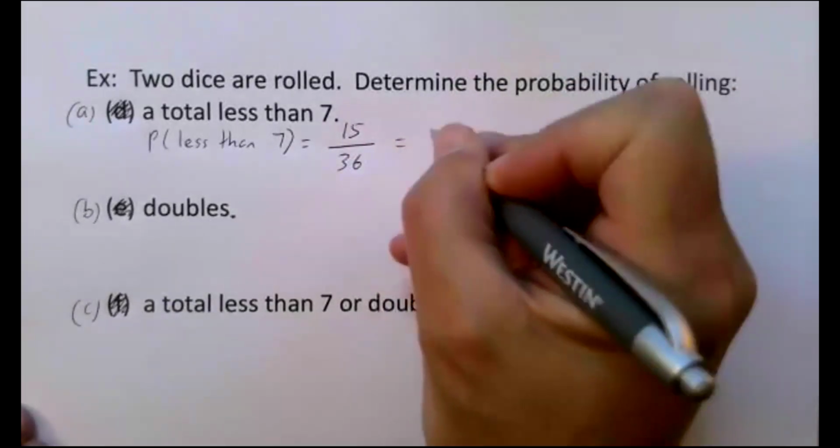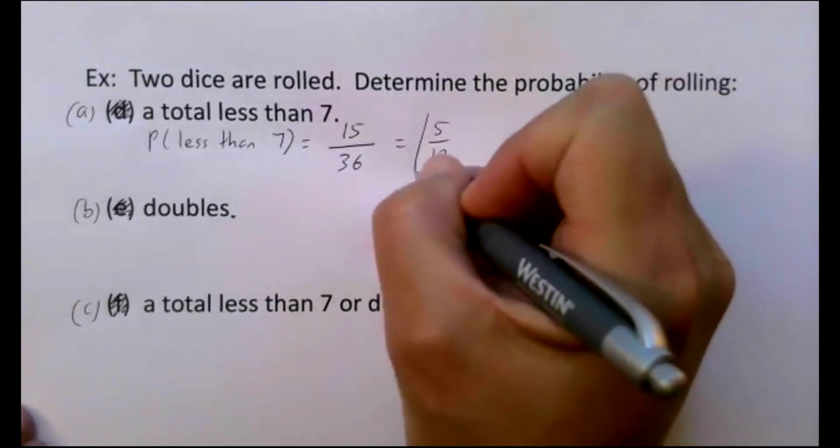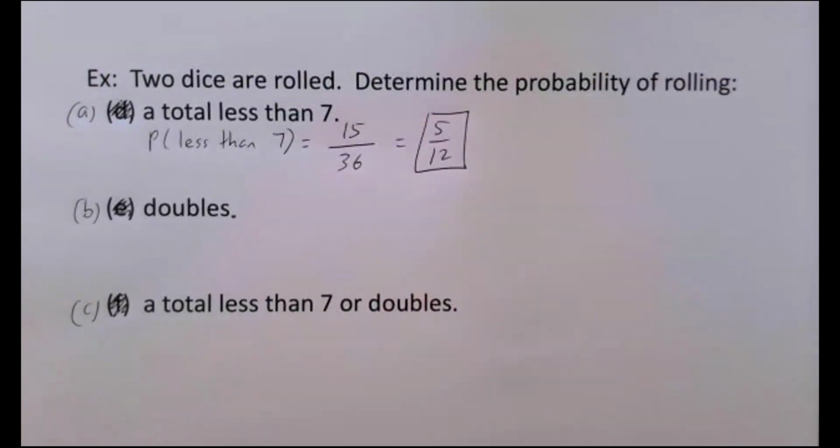Let's divide top and bottom by 3 here, and we get 5/12. Final answer of 5/12. Again, you are welcome to turn this into a decimal, turn this into a percent. For this section, I'm just keeping it at fractions, but oftentimes I will give you all three answers. You are not required to give all three answers. I just need one of them. But just remember, if you are giving a fraction answer, it needs to be reduced. It needs to be simplified.